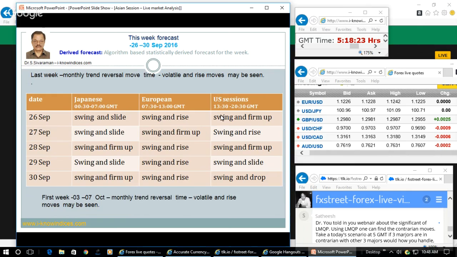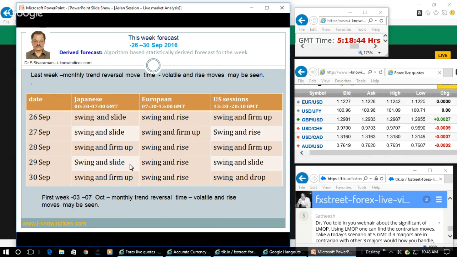Then tomorrow, they are expected to make the swing and slide during the Japanese session and then firm up and rise during the European and US session. Then on Wednesday, they are expected to gain more of the level, swing and rise. And Thursday, they are expected to make the swing and slide.